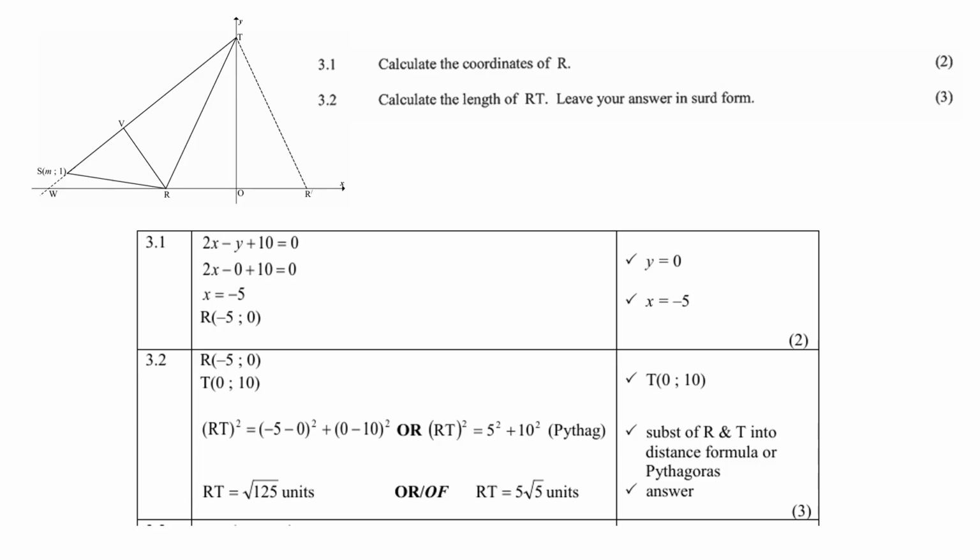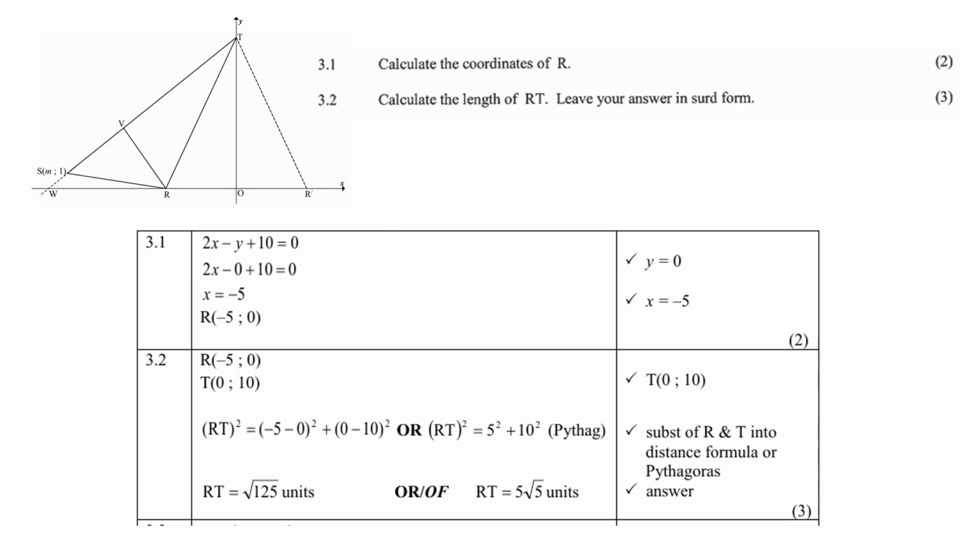3.2, calculate the length of RT, leave your answer in surd form. Fortunately, point T is given as 10, where it comes from the equation in any case, 2x minus y plus 10. So 10, and of course R was just calculated, so we're going to use R and T, and you're going to use the distance formula to find the length.